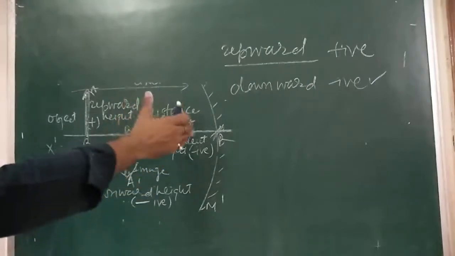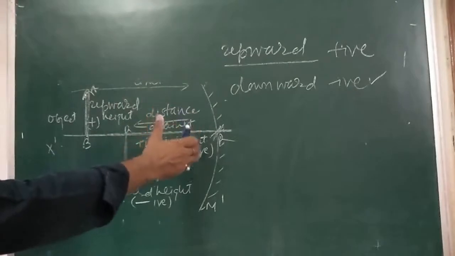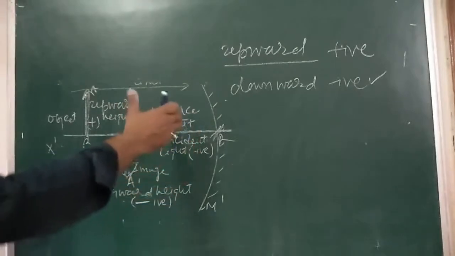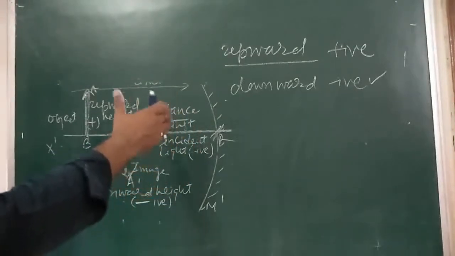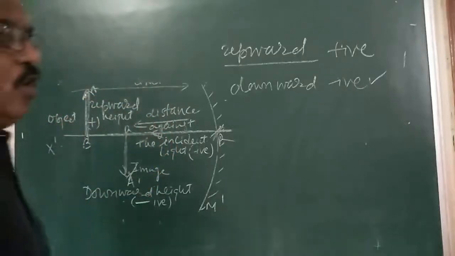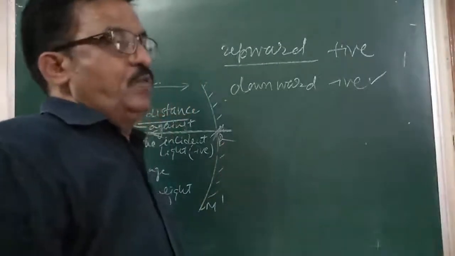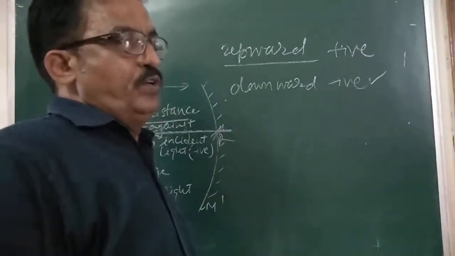So these are the new Cartesian sign convention. As we have studied just now, it is very important for image formation of a concave mirror and convex mirror, from the numerical point of view.